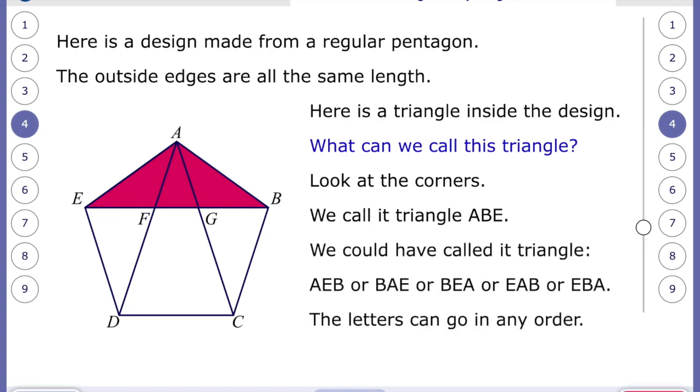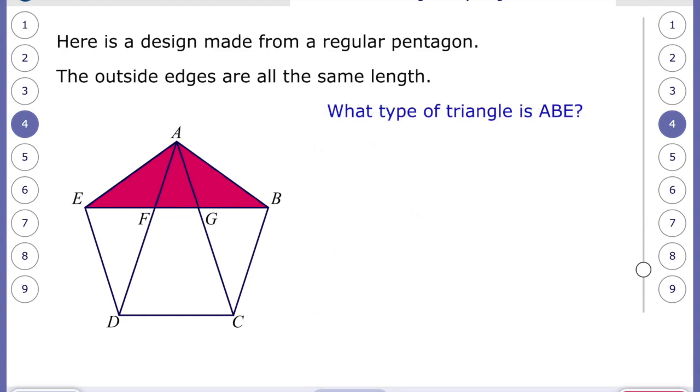Now, we could have called it AEB, or BAE, or BEA, or EAB, or EBA. Doesn't really matter, because the letters can go in any order. But we've called it that triangle because the letters are on the corners. So what type of triangle is it?